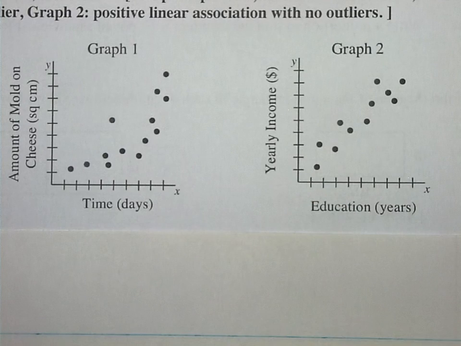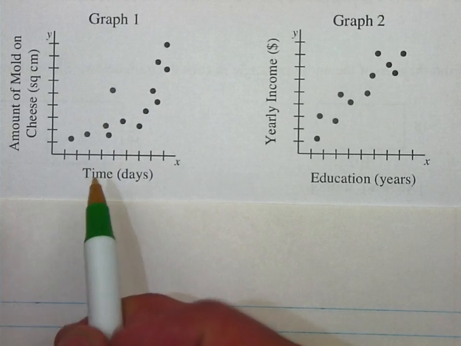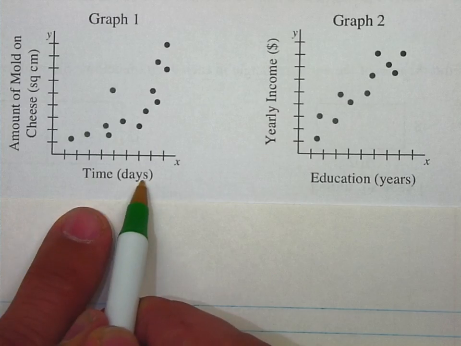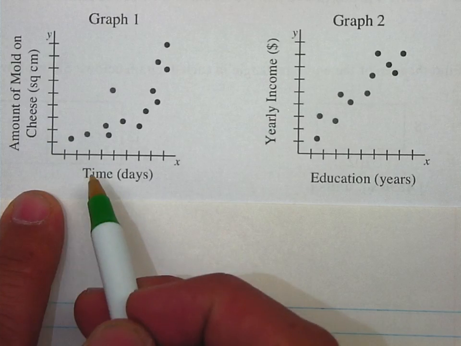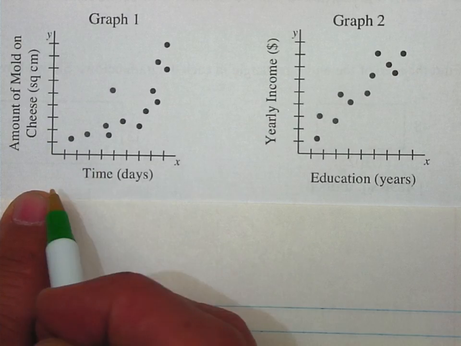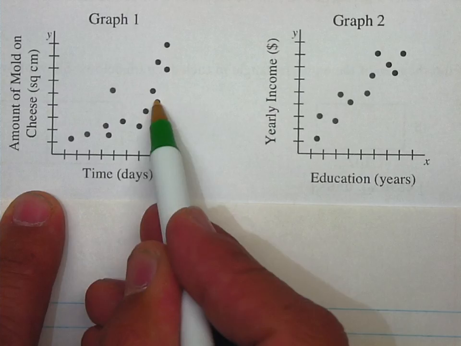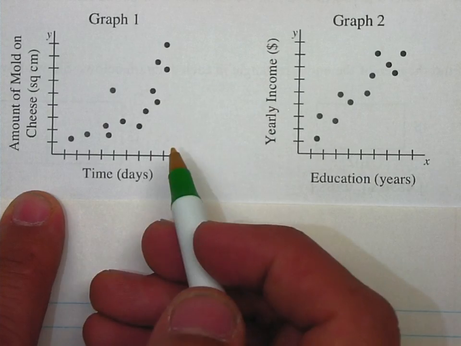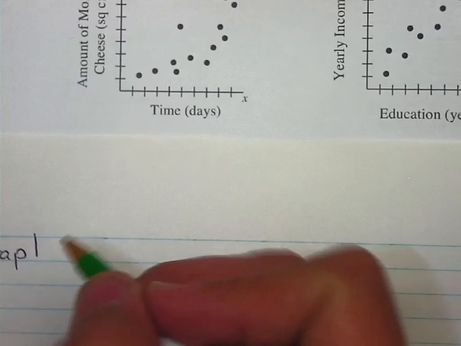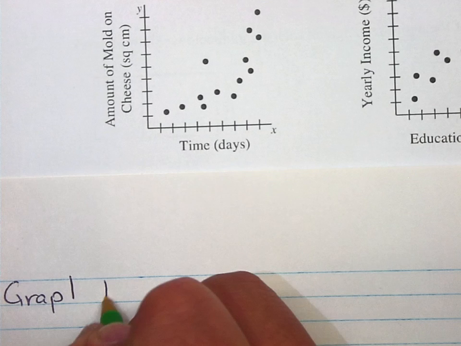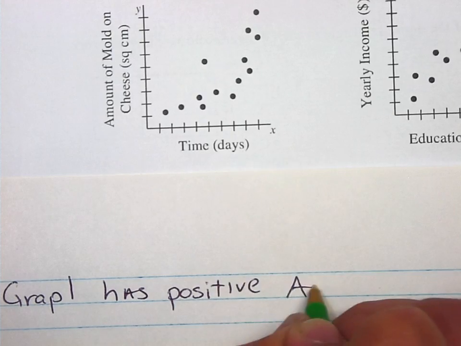So here we go. We got graph number 1. Graph number 1 has the x coordinates as the time, the days, and the amount of mold on cheese. So basically what we're doing is we want to find out the association. If you notice, this graph is kind of going up, up, up, up. So it's a positive association, right? So go ahead and write that. Graph 1 has a positive association.